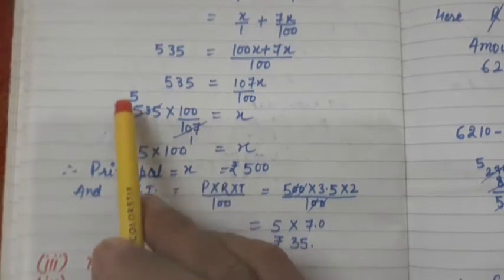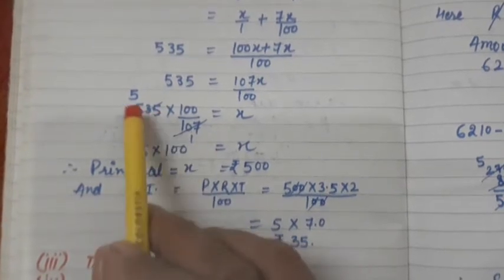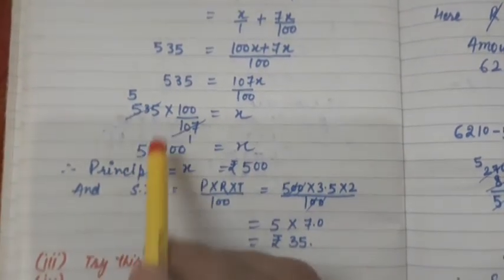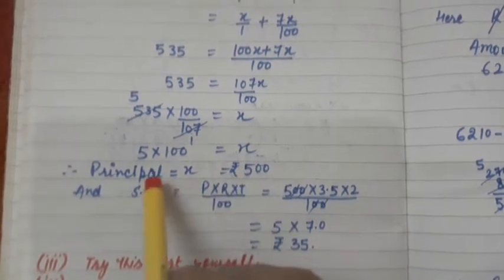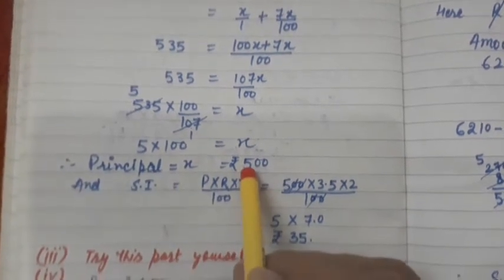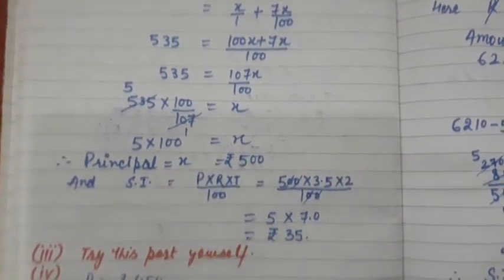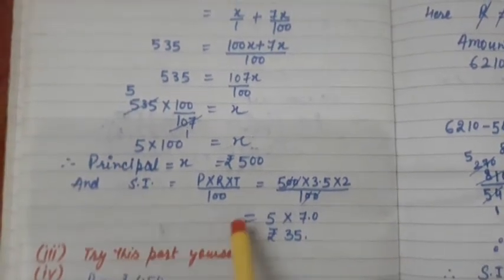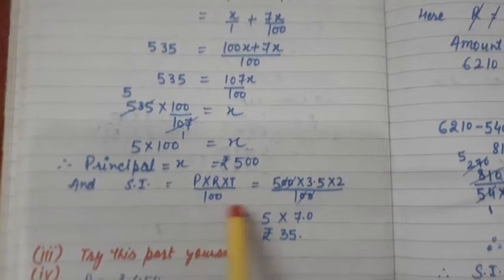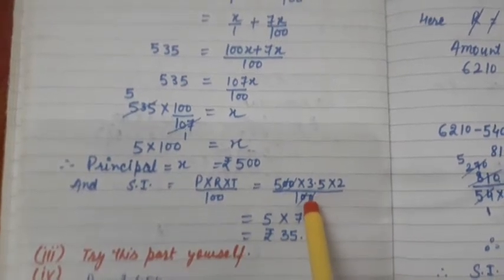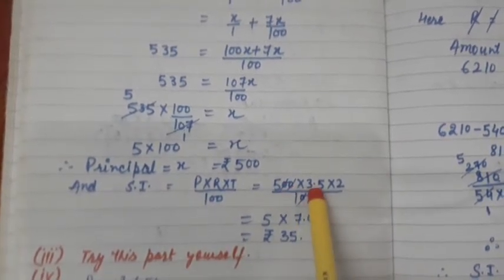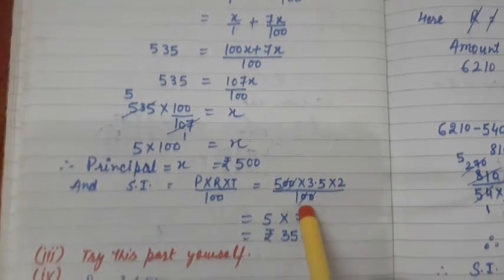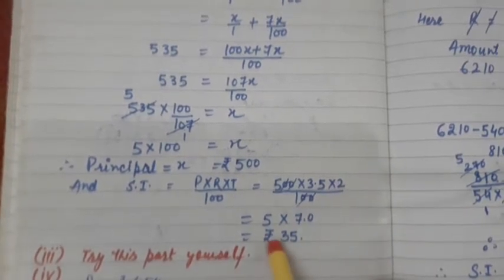So therefore the value of x becomes, when we cancel, 107 into 5 is equal to 535. So it is equal to 5. 5 into 100 is equal to 500. Therefore x becomes rupees 500, means principal becomes rupees 500. Now we can find the simple interest, that is P into R into T upon 100, which is equal to 500 into 3.5 into 2 upon 100, which is equal to 35.